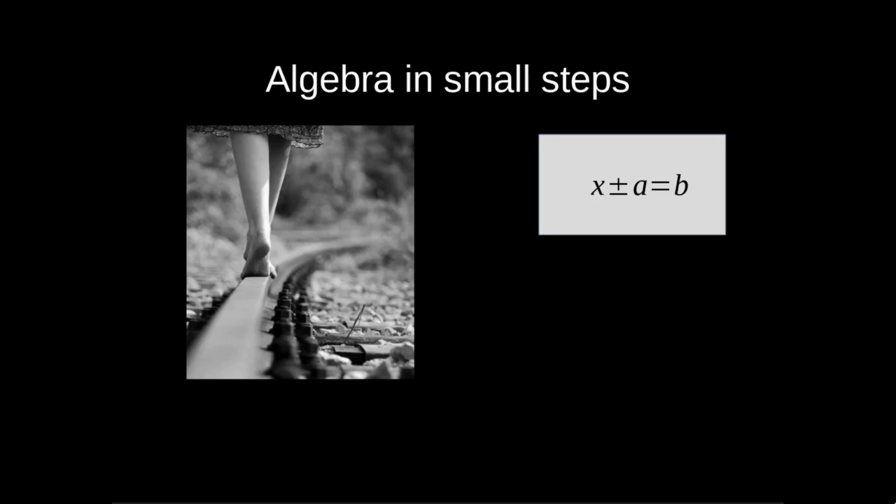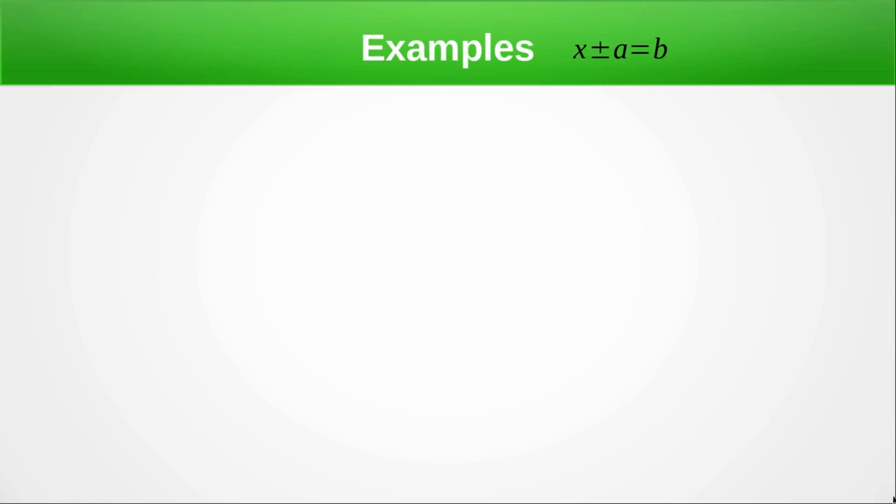In this video we're going to look at how to solve equations where they're in the form x plus a equals b or x minus a equals b, where a and b are known numbers. So let's look at some examples. All the examples we look at here are either going to be x add a number equals a number or x take away a number equals a number.